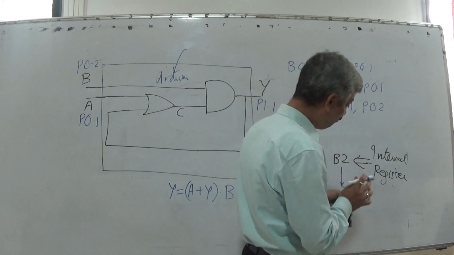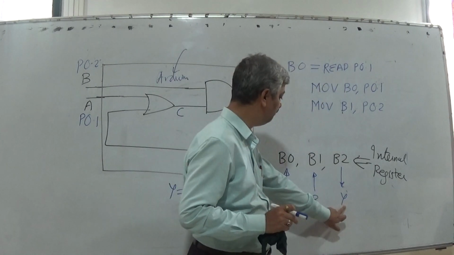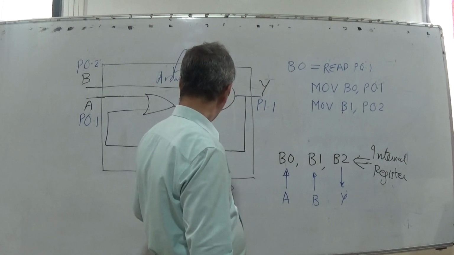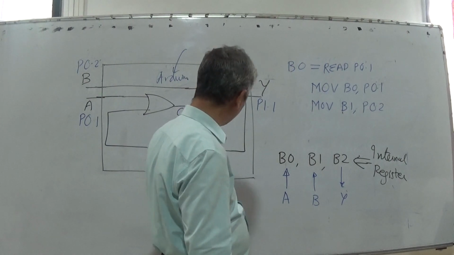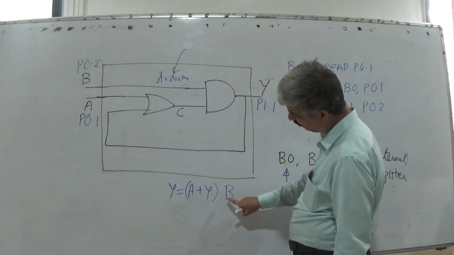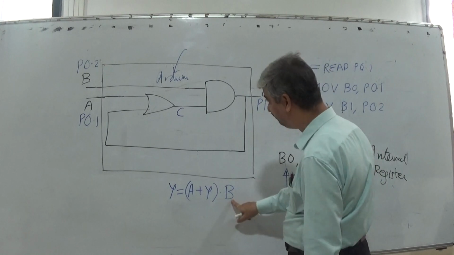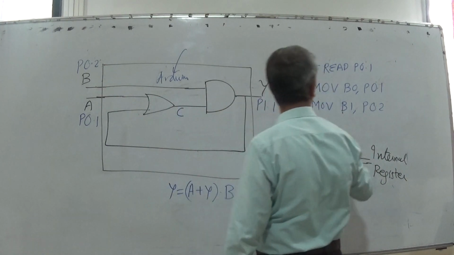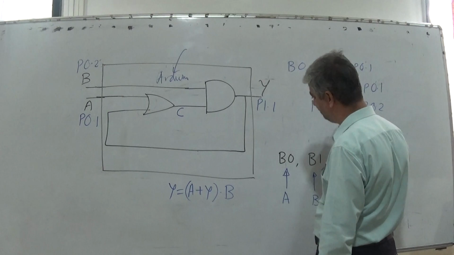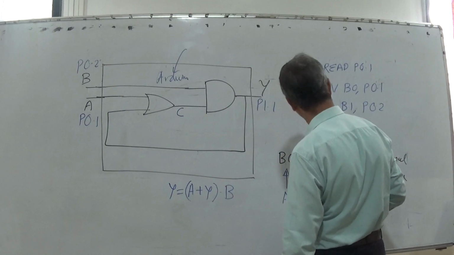Then what do we want for Y? B2 should be equal to the ANDing of these two. So what do I use? We want that pin B, which is port 0.2, that is B1, should be ANDed with A and Y. What is A? A is B0. What is Y? Y is B2.